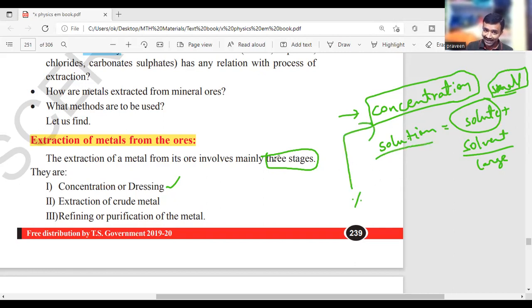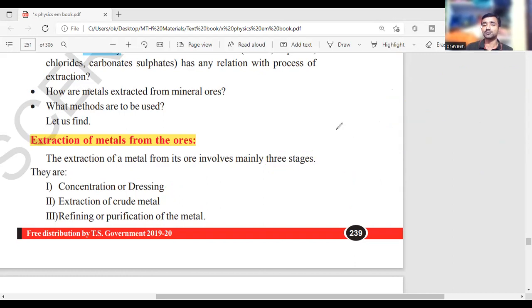So in the case of solids, how do you express that here? Availability of mineral, right? The availability of a mineral percentage, that we can call concentration, the mineral percentage. So if that mineral percentage is large, it is said to be highly concentrated, otherwise it has less concentration.